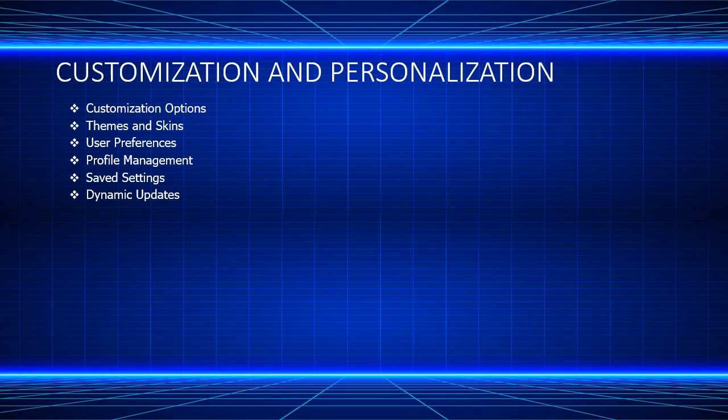Themes and skins. Implement themes and skins to furnish users with diverse visual styles and appearances for the application. Provide predefined themes or facilitate creation and storage of custom themes by users. User preferences. Empower users to save their preferences and settings within the application. Enable customization of default settings like language, date, time formats, and measurement units.